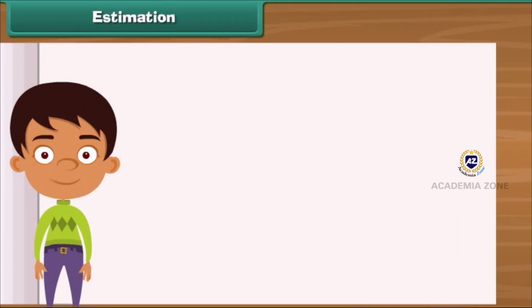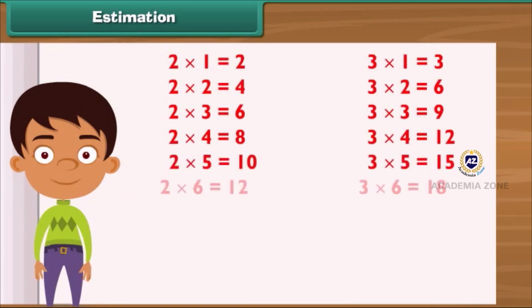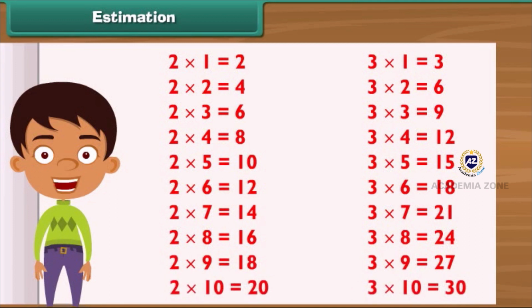Estimation. Which is that number that falls between 5 and 10 and is divisible by both 2 and 3? Recall the tables of 2 and 3. What is the number that comes in both 2 and 3? That number is 6. And 6 falls between 5 and 10. So we can say that 6 is the number that can be divided by both 2 and 3.